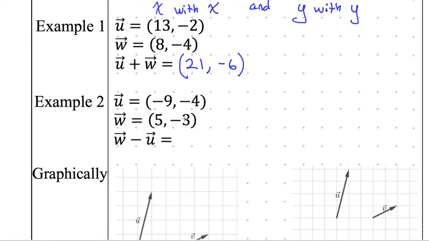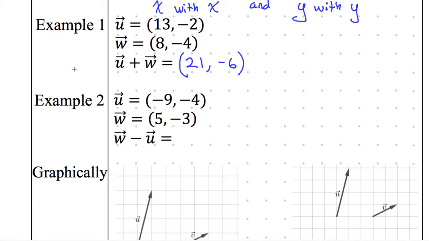Let's just try another one where we subtract them. This one is a little bit tricky. It might be worthwhile writing out what happens, so I'm going to write it out. Whenever you have a negative, it does get a little bit tricky. So I'm starting with w, not with u. So I'm starting with 5, and then the x component is negative 9, but I have to subtract negative 9, so it's minus negative 9. And then for the y component, I start with w, negative 3, and then I go to u, minus the negative 4, minus negative 4. And that simplifies to what?